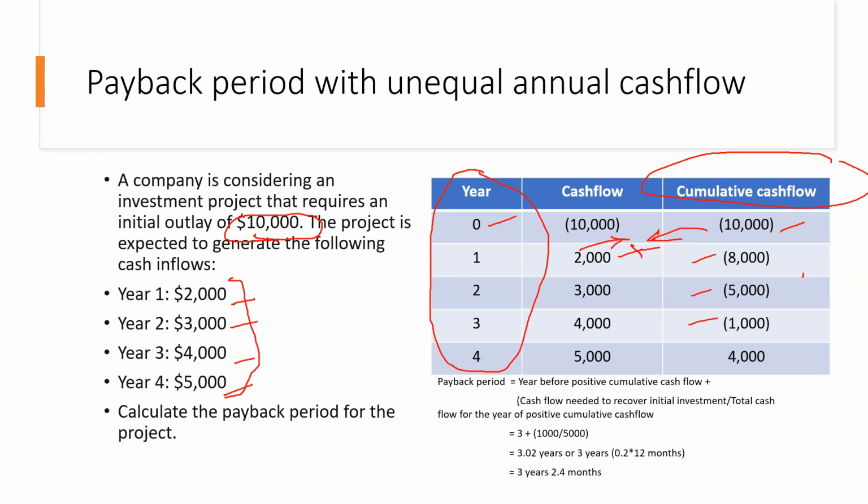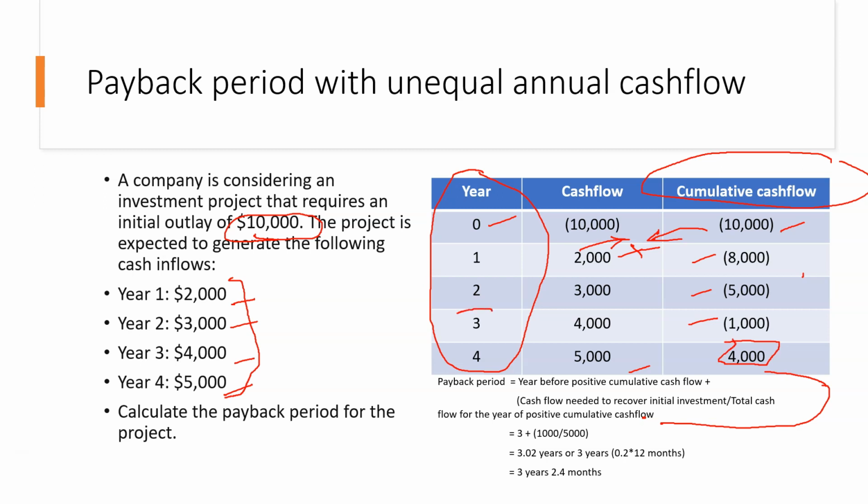Same thing, after taking off the 4,000 cash flow, you end up with 1,000 negative cumulative cash flow. So in that case, to get the payback period, I have devised this formula. You need to look at when the cumulative cash flow becomes positive. That is in year 4. As you can see, it becomes positive in year 4.